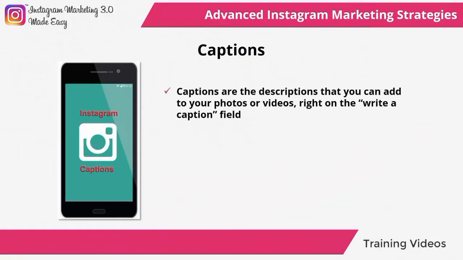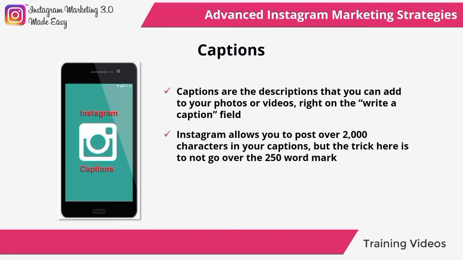Captions are the descriptions that you can add to your photos or videos, right in the Write a Caption field. The first rule about microblogging captions is that they have to be descriptive, brief, and simple. Instagram allows you to post over 2,000 characters in your captions, but the trick here is to not go over the 250 word mark. In fact, keeping it under 150 or 140 words is the ideal target.